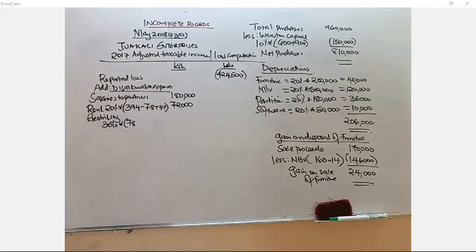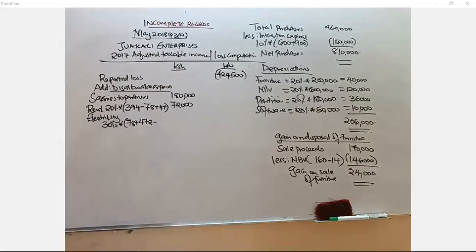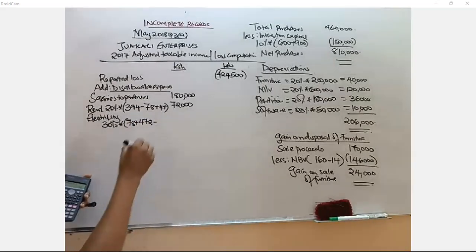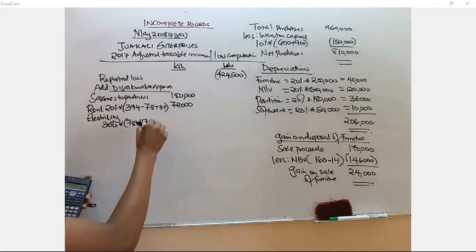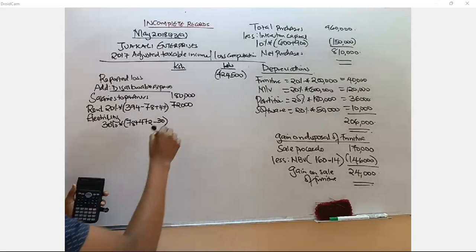The electricity which was prepaid at the beginning was 472, so here we add 472. Then we less at the end. At the end should be how much? 30. At the end is 30. So 78 plus 472 minus 30, times 0.3. We are getting 156,000.